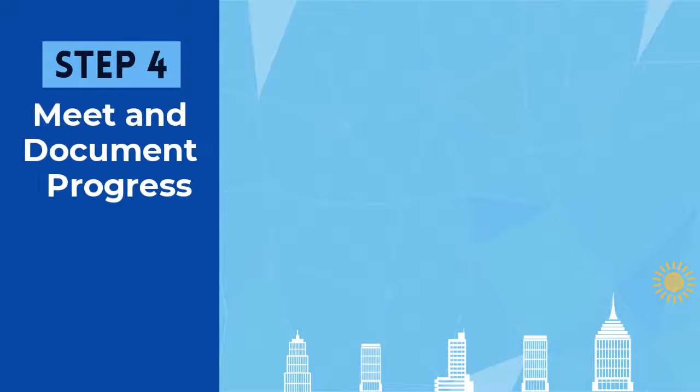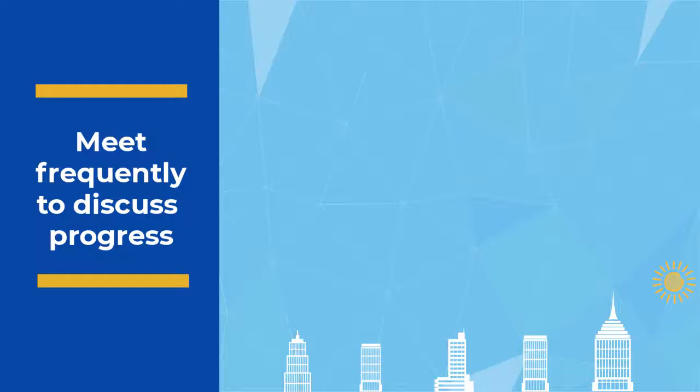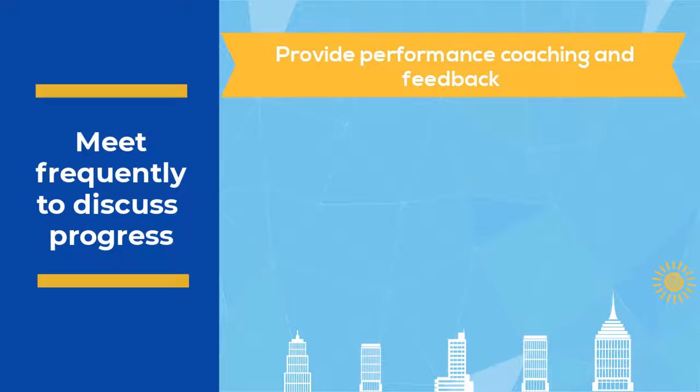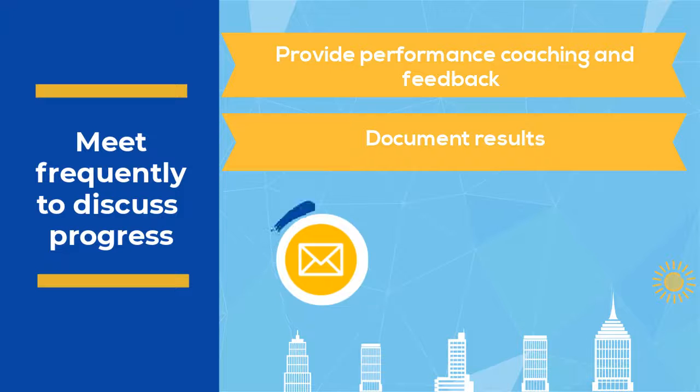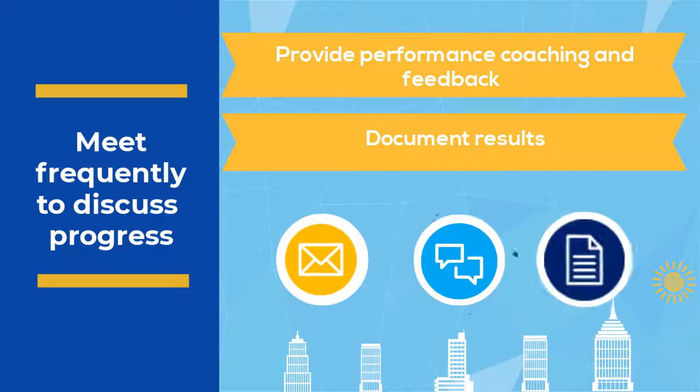Step 4 is to meet and document progress. During a PIP period, the supervisor and employee should meet frequently to discuss the employee's progress. Best practice is to meet on a weekly basis so that supervisors can provide regular performance coaching and feedback. The supervisor should document progress or continued performance deficiencies. Document progress against PIP requirements in an email, written summary of verbal discussions, or memo.